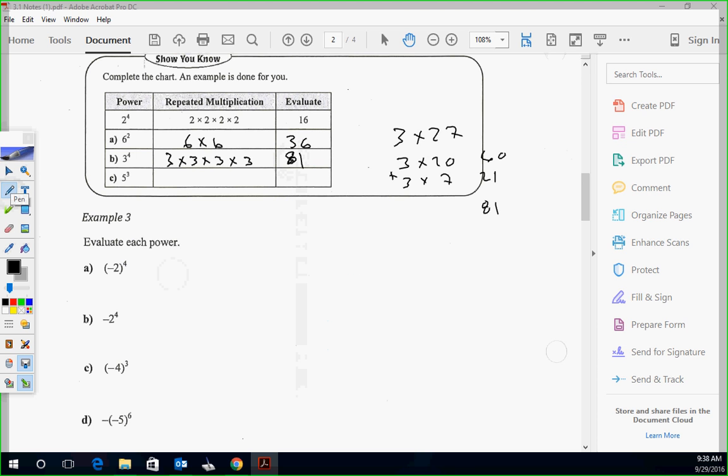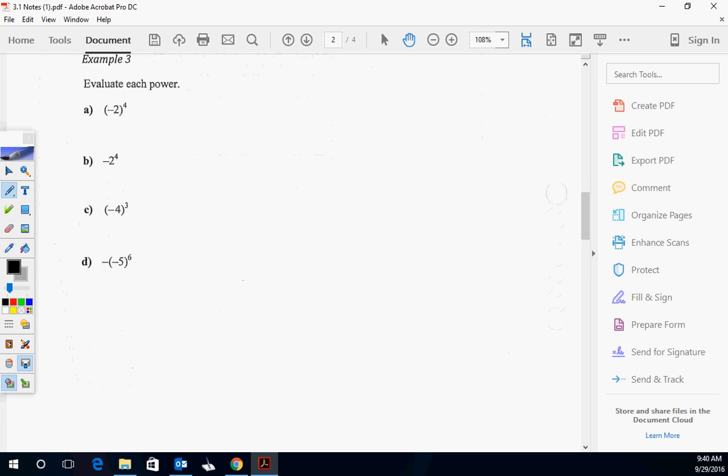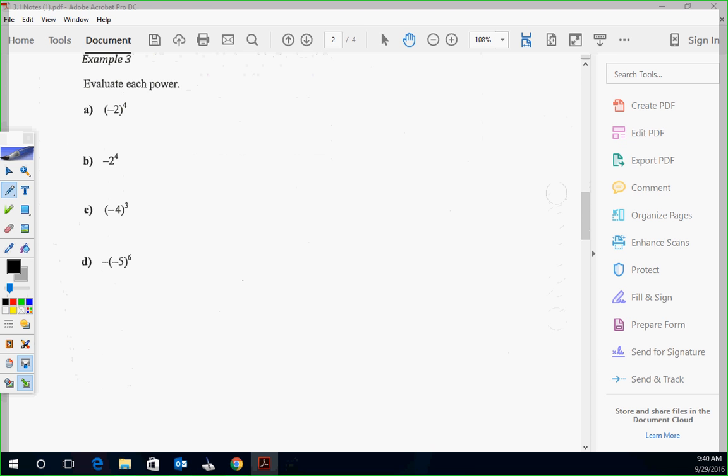All right. 5 cubed, 5 times 5 times 5, and you get 125. All right, and then look what they're going for in example 3, what we already talked about in the warm-up. They're really trying to sell you on the negative brackets versus not negative brackets and the difference. You understand the difference between these two is the main point. So evaluate each as a power.